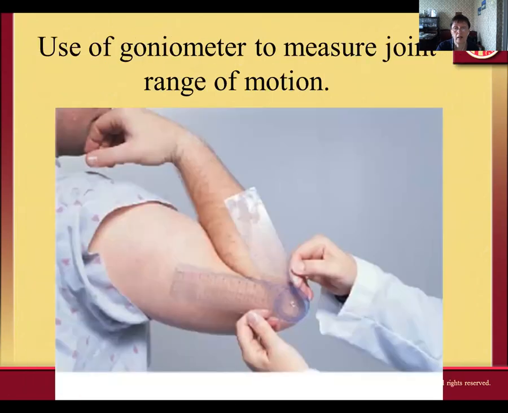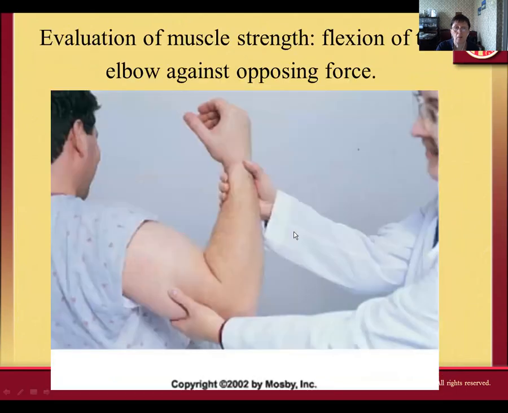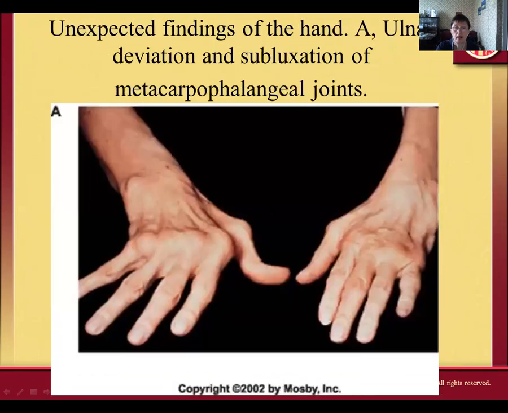Here you can see how to measure the range of motion of joints. It will be measured as an angle. And you check the muscle strength. And also you may examine the joint. Here we see so-called ulnar deviation of joint, which is specific for rheumatoid arthritis.